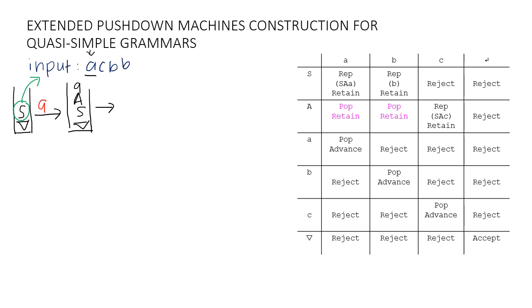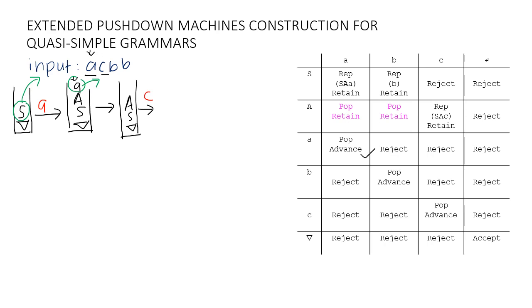Okay, moving on. We read A. The symbol on top of our stack now is A, and the current input is also A. So A with A, it says pop advance. So pop advance means we need to pop the symbol on top of the stack, and that symbol is A. Then we advance to the next pointer, and that pointer is C.